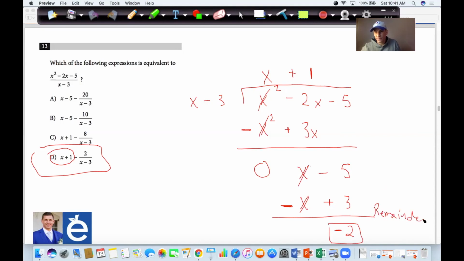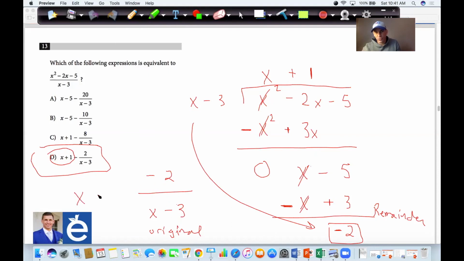Because of the fact that x does not go into -2, right? That's why I label this to be a remainder. I can no longer do these. And what you want to do is take your remainder and put it over your original, what you were dividing by, right? That's what you were setting this up with and dividing by. So here I should have -2 over x minus 3, which is exactly what you see here.